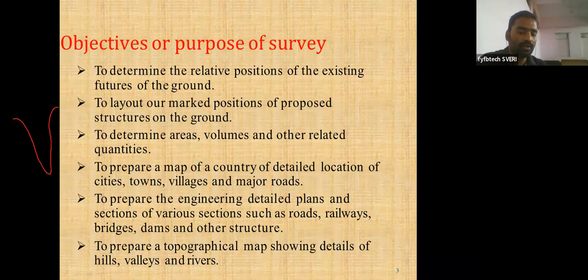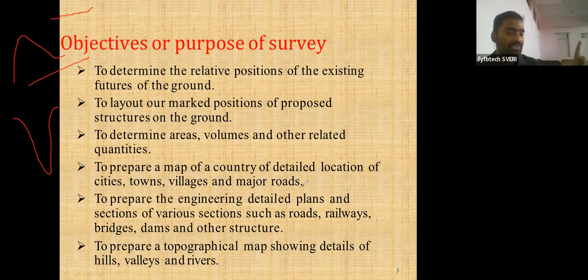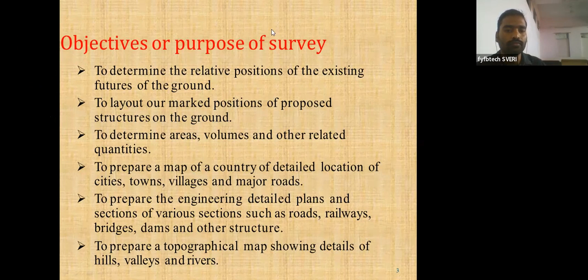If the topography of the ground is like this, that is a hill. If it is almost level, that is a plain. To prepare a topographical map showing the details of hills, valleys, and rivers, we have to carry out the survey. These are all the purposes of survey.